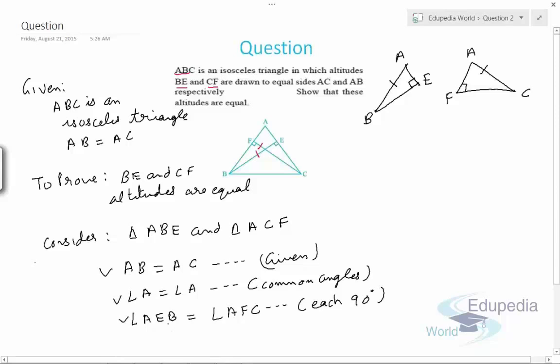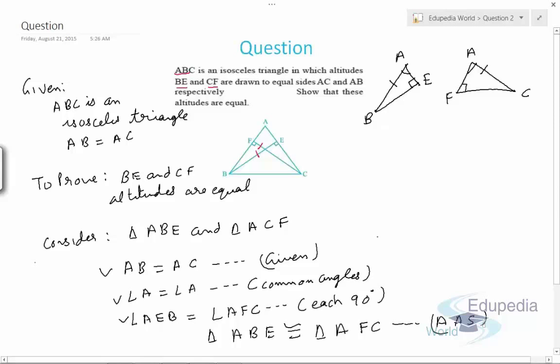So we can say that triangle ABE is congruent to triangle AFC by AAS rule. Why AAS rule? Because we have two angles, this angle and this angle. However, the side is not included, so we cannot use ASA rule over here. So we need to use only AAS rule. Why? Because the side is not included. So you have to check the conditions very carefully while doing the congruency, and this is a very important part, so always check for this.